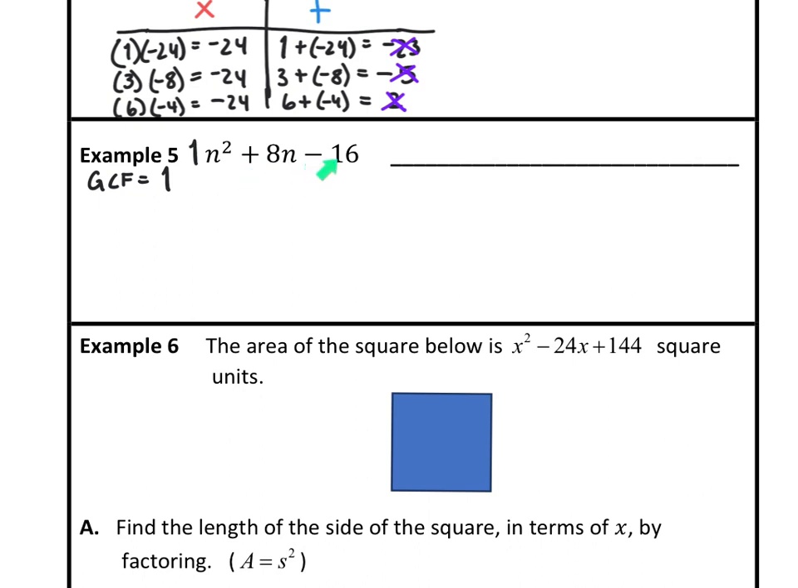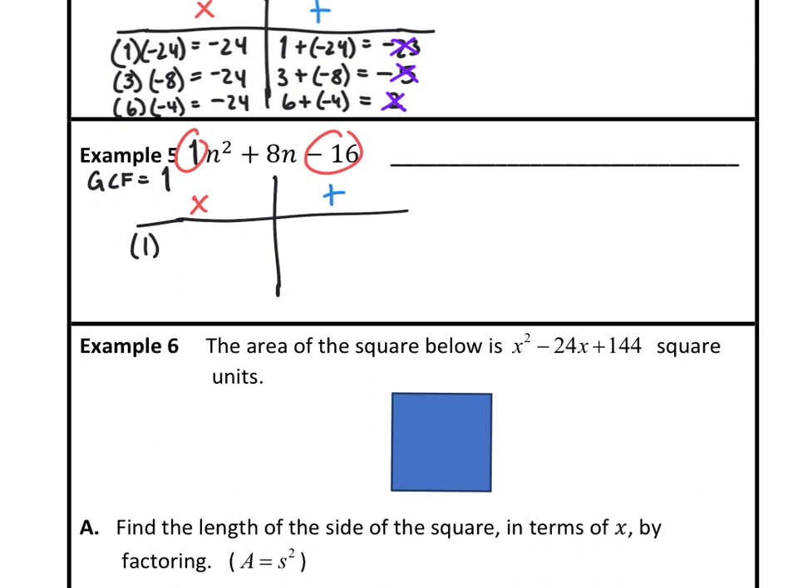But look at the last term, it's a negative. I can't square root a negative. Okay, so it might be the table method. We can try that out. Extend this. And so we're going to multiply on the left and add on the right. And so we're going to multiply 1 times negative 16.